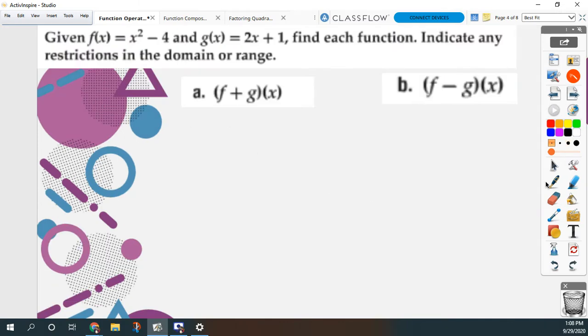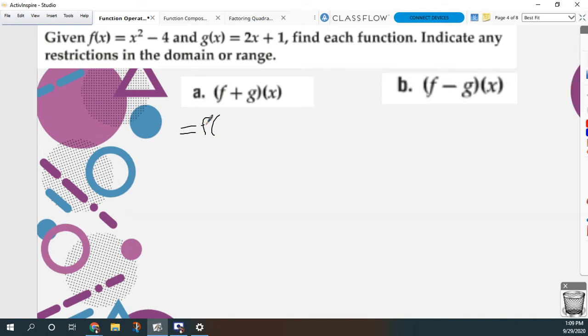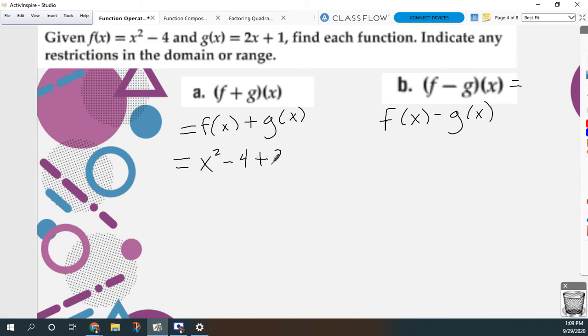All right, so next up, it's asking us to do something very similar. I have f plus g and f minus g. Using our properties that we had on the previous page, we know that we can rewrite this as f of x plus g of x and f of x minus g of x. So then plugging in what we know f and g are, we're going to combine our like terms again. So we get x squared plus 2x minus 3.